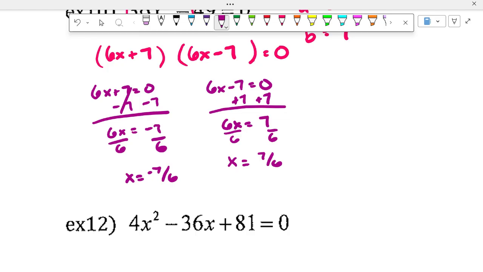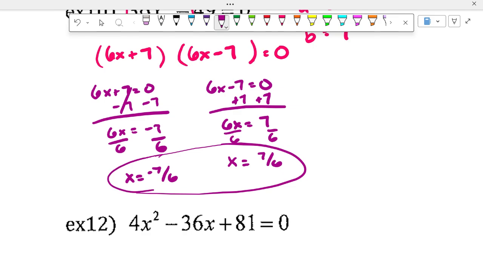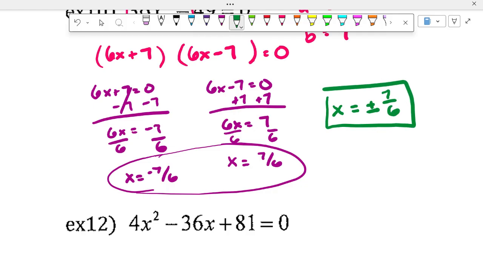So, if you notice our two answers, they are literally the positive and negative versions of each other. That's true for any difference of squares. You should get the positive and negative version of the same number. So, the way I can fancily write this is x is equal to plus or minus 7 over 6. Meaning I got both the positive and the negative version of that answer. Now, if you just wrote it as the two separately, I wouldn't count it wrong either. I'm just saying that's how you can shorthand it.